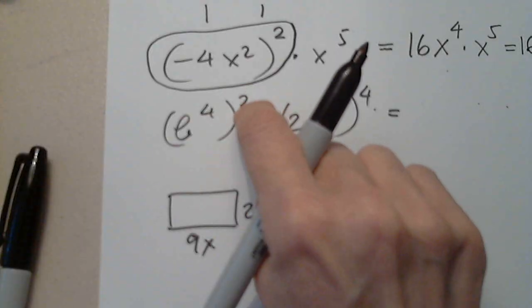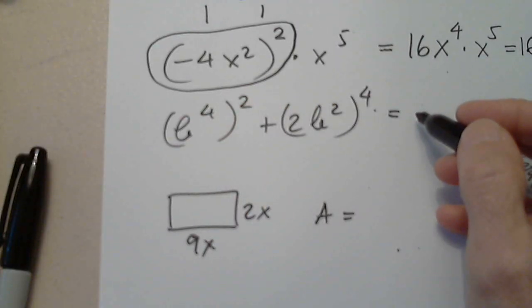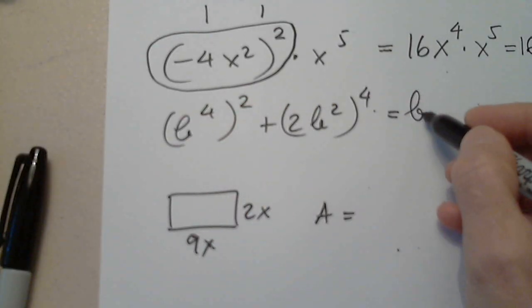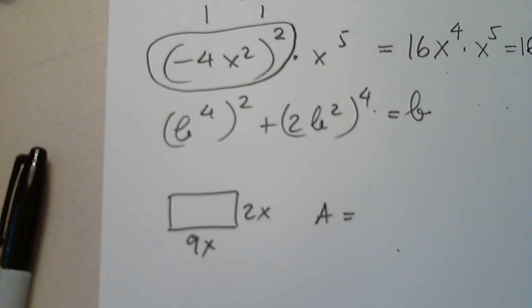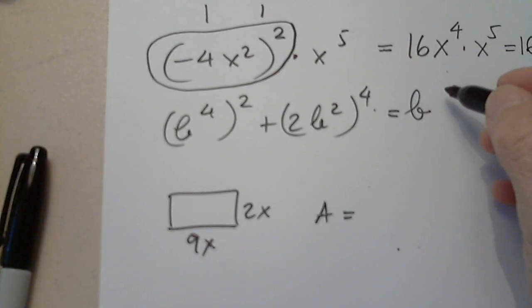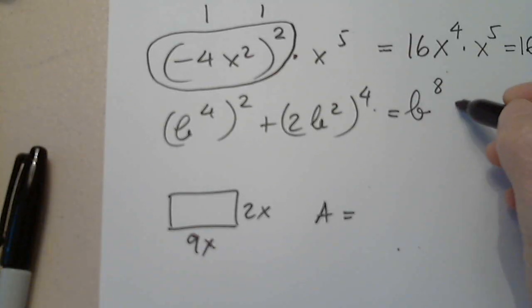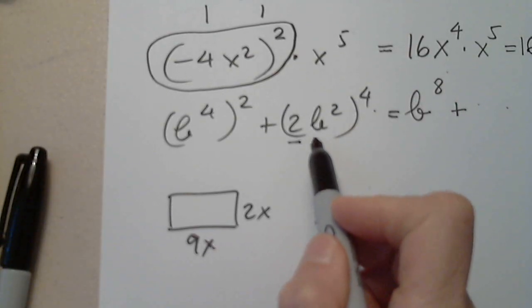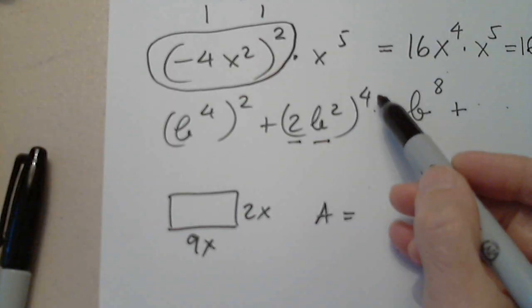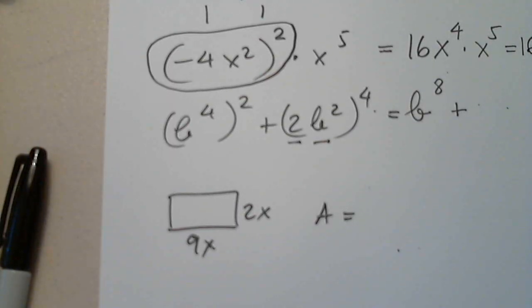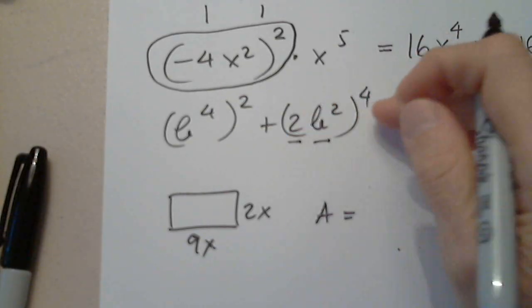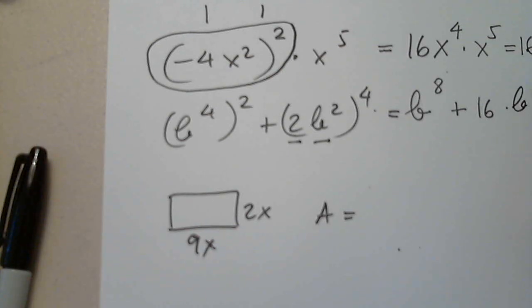b to the 4th squared. And the power is? 8. Good. Plus, careful, both factors have to be raised to the 4th power. We cannot pick and choose. 2 to the 4th is 16, b to the 8th.